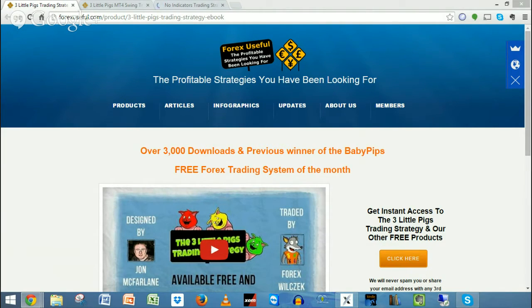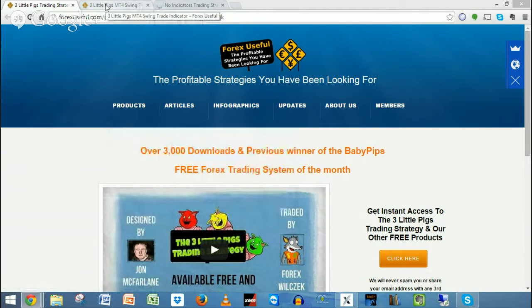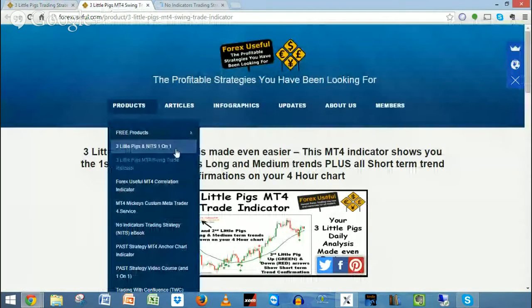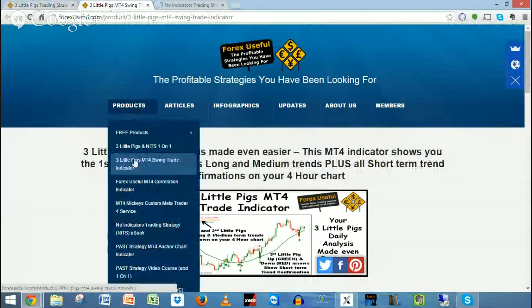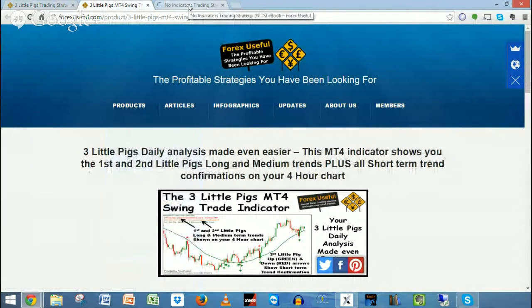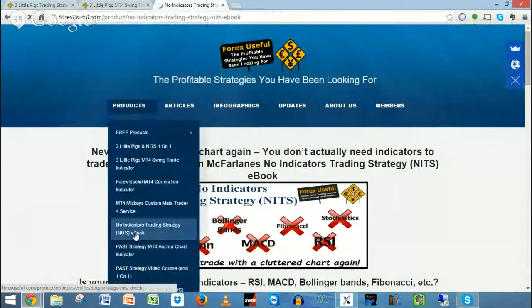I'm going to walk through, as usual, the format, which is the Three Little Pigs, a free trading strategy available on the website here. The indicator on my chart is the Three Little Pigs swing trade indicator, which is available on the website over here. And at the end of the session, as usual, I will cover the no indicators trading strategy, available on the website here too.